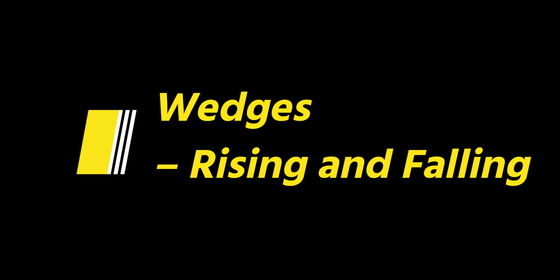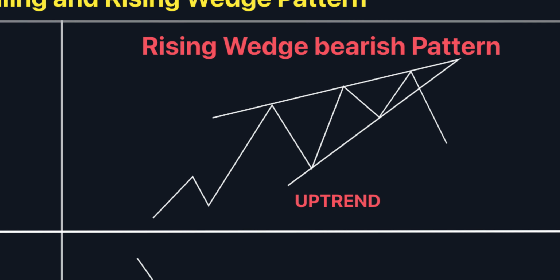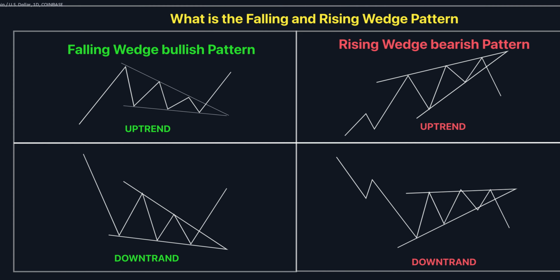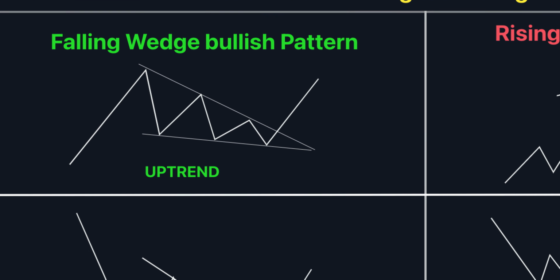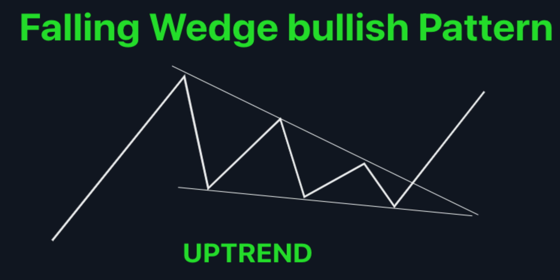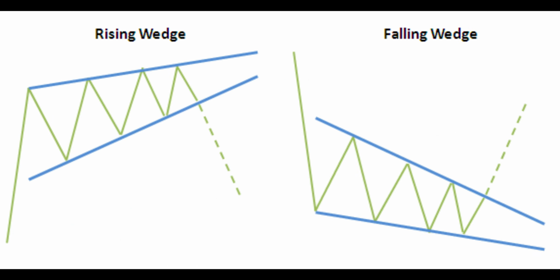9. Wedges, rising and falling. Rising wedge, bearish. Price is moving up but within a narrowing range. Falling wedge, bullish. Price is moving down but getting squeezed. Strategy: use a straddle strategy. Place pending orders above and below the wedge. Confirmation: breakout with volume equals go for it.